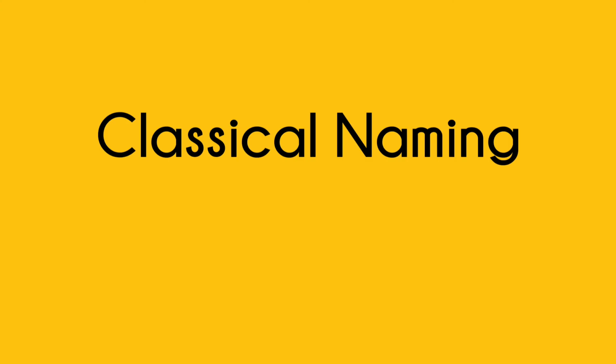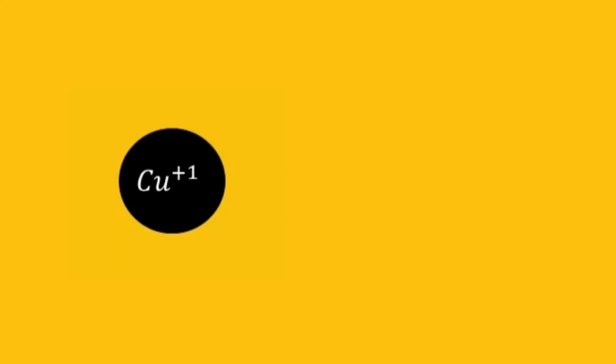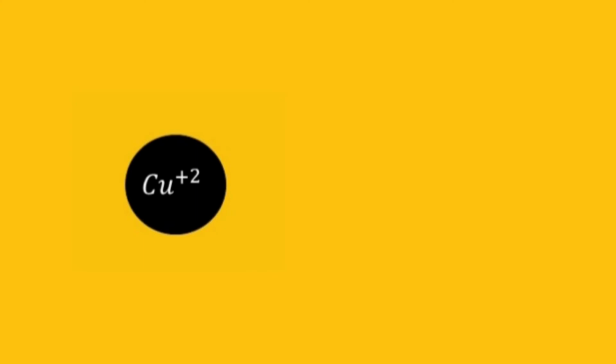Now, naming these special elements consists of two ways. First is the old naming or the classical naming, where we add the suffix "ous" to the special element with lower charge and the suffix "ic" to the one with higher charge. So for copper with positive 1 charge, its classical name is cuprous, and for the copper with positive 2 charge, its classical name is cupric. For iron, we use its Latin name ferrum for naming it. So for iron with positive 2 charge, its classical name is ferrous, and for iron with positive 3 charge, its classical name is ferric.